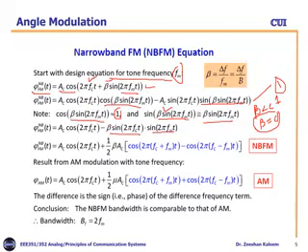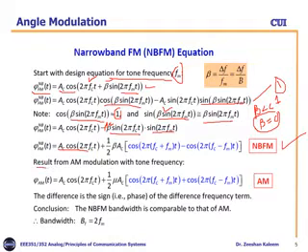Now here there is another trigonometric identity, sin alpha sin beta, which is equal to half of cos(alpha minus beta) minus cos(alpha plus beta). So just by adjusting the signs, taking A_C common here, we get half beta A_C cos 2 pi (f_C plus f_m) t minus cos 2 pi (f_C minus f_m) t. So this is the equation of narrowband FM for a single tone modulation.